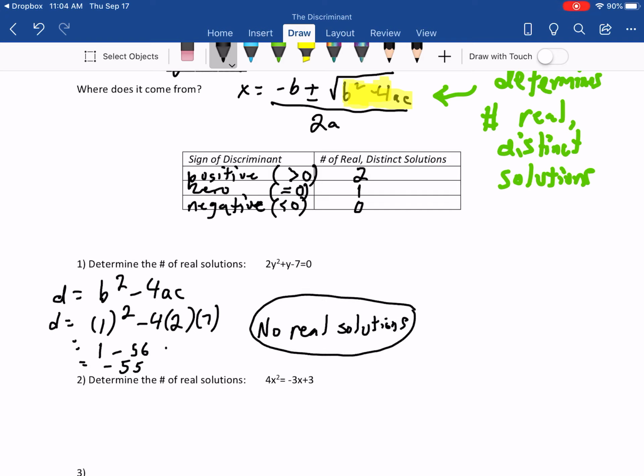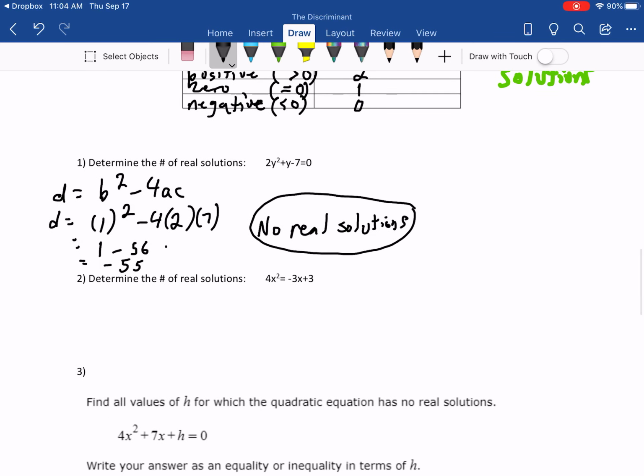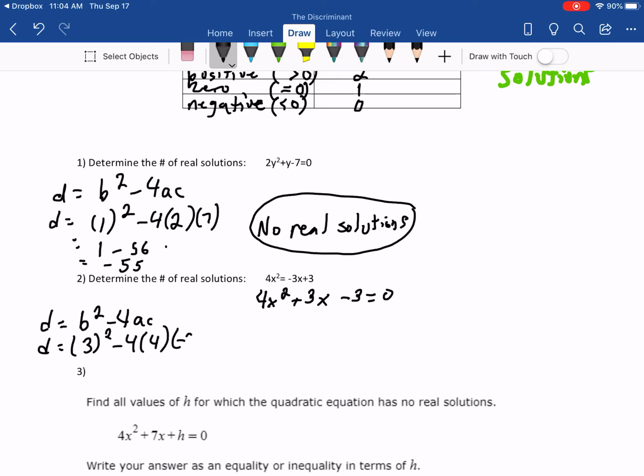Okay. Number two, we have to change the form here because it's not in the standard form of a quadratic equation. We want to rewrite this as 4x squared plus 3x minus 3 equals 0. So the discriminant, so we have 3 squared minus 4 times 4 times negative 3.